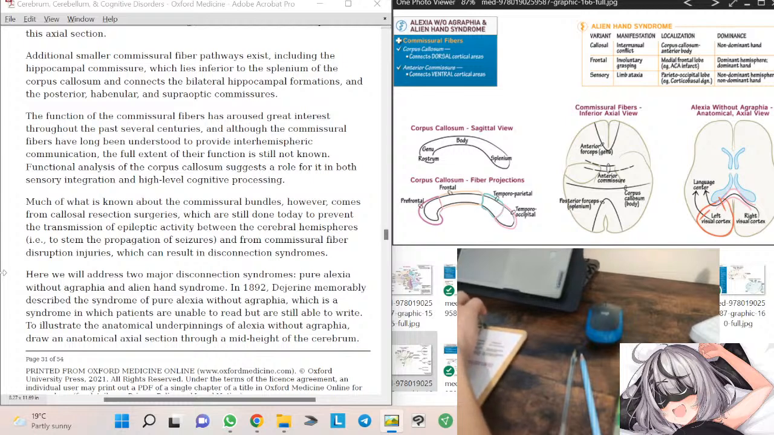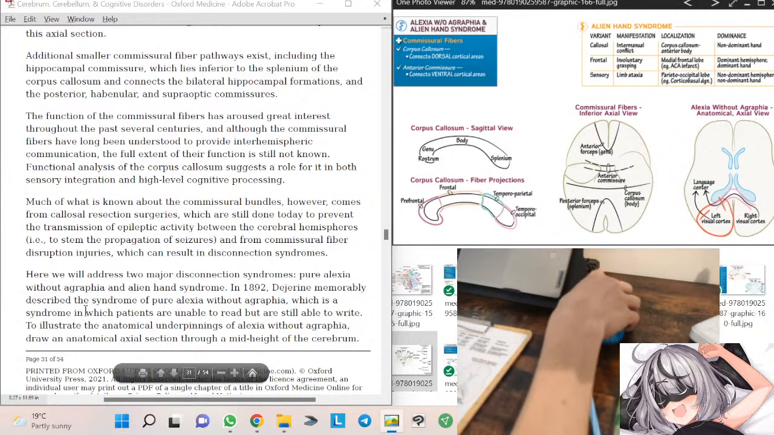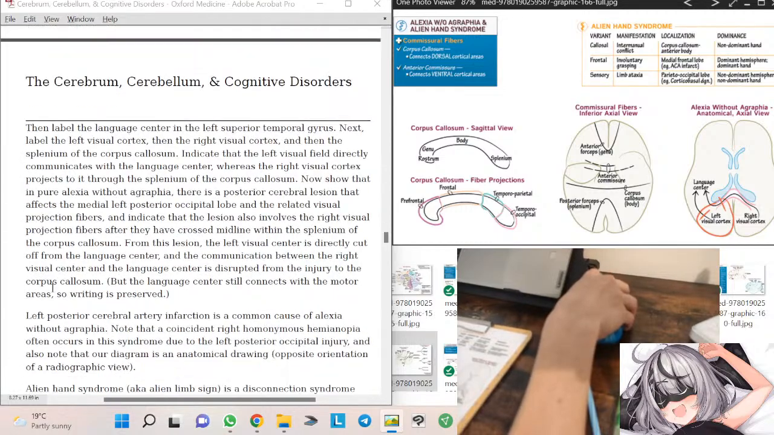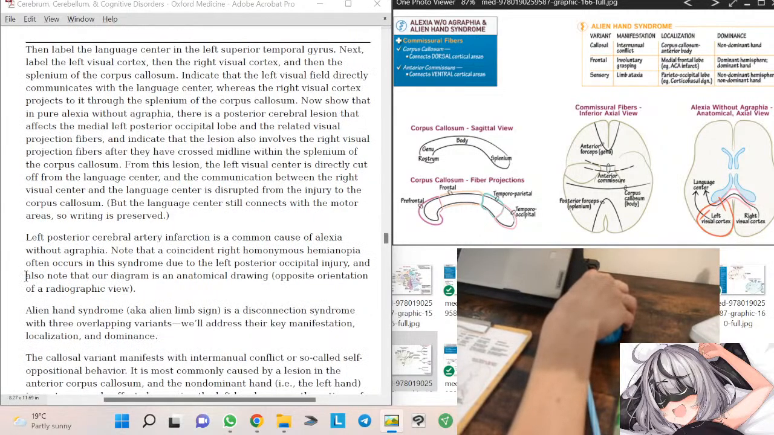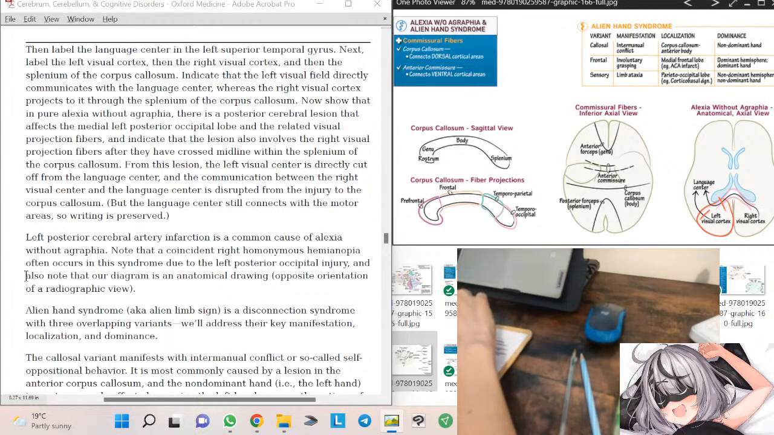To illustrate the anatomical underpinnings of alexia without agraphia, draw an anatomical axial section through a mid-height of the cerebrum. Then label the language center in the left superior temporal gyrus. Next, label the left visual cortex, then the right visual cortex, and then the splenium of the corpus callosum.